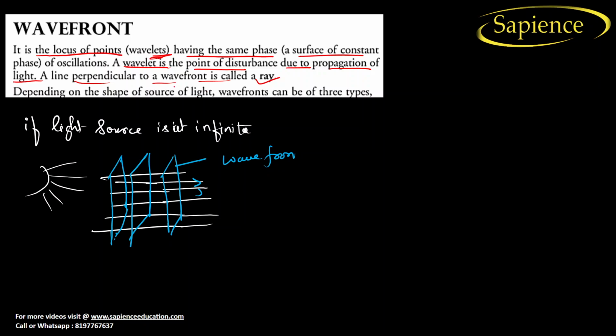Depending upon the shape of the source of light, wavefronts can be of three types. So we have already discussed all three types. That is the point source wavefront, that is the spherical one, the cylindrical one, and the plane one, right? I hope you have understood this.